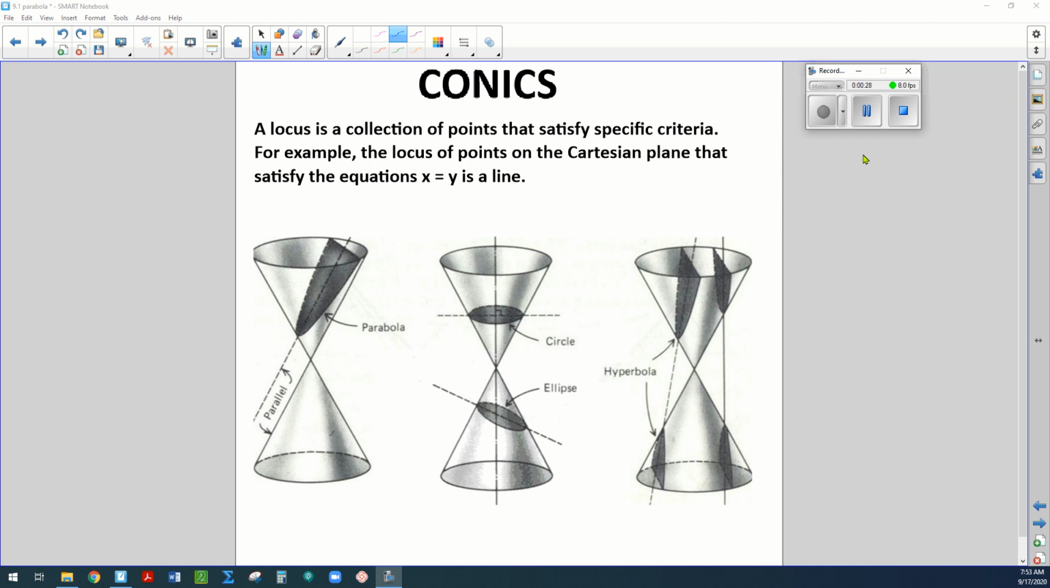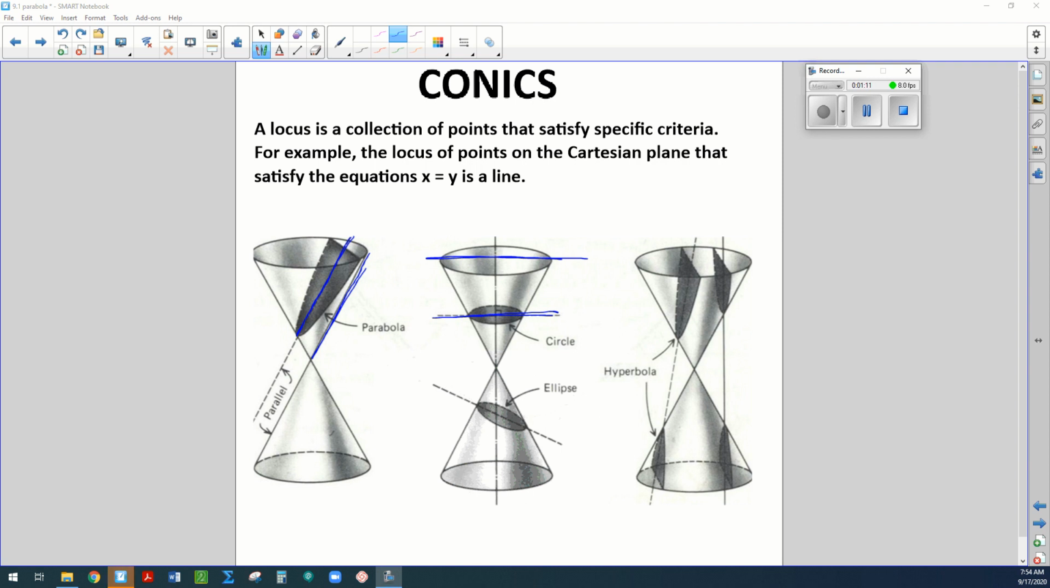Remember, if we take a cone or a double cone, a circle is formed by making a cut across the cone that's parallel to the base of the cone, because the base of the cone is a circle. Today we're going to talk about parabolas. A parabola is formed when you make a cross section, and that cut is parallel to the side of the cone, or the edge of the cone. That type of cross section always creates a parabola. So we're going to look at parabolas.